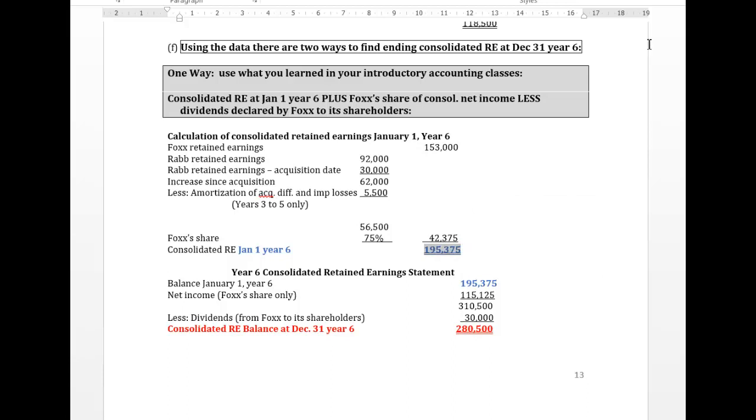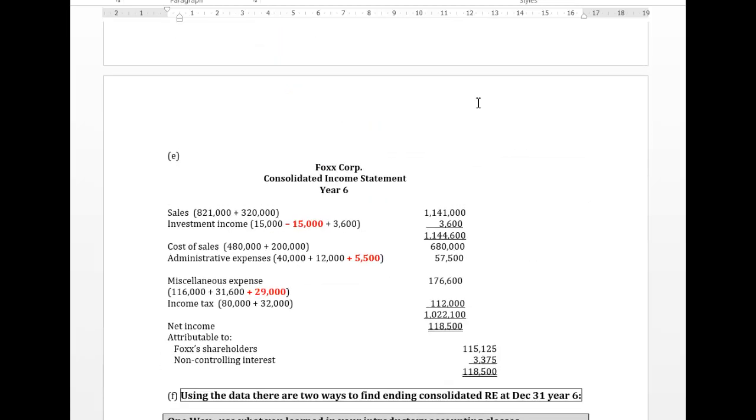Well, like we said here, you can take that opening balance of consolidated retained earnings that you just found at the beginning of year 6, add Foxx's share of consolidated net income, which we already know from step D, right, is how much?